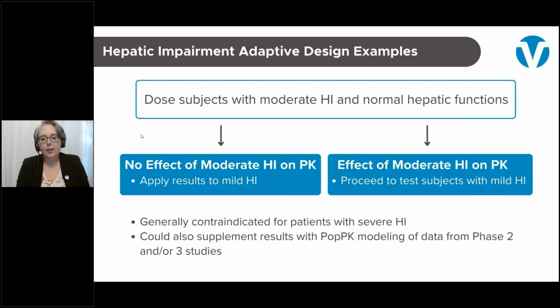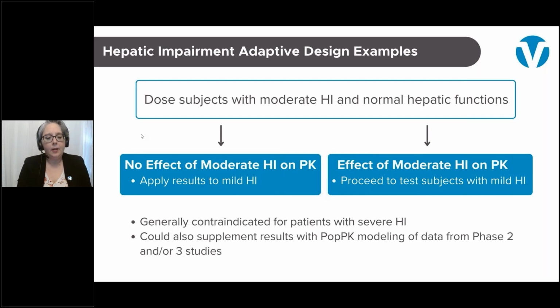The other alternative is to use the reduced design in combination with the phase 2-3 study results. So you could model the results from those phase 2-3 studies if you have sufficient subjects, for example, subjects with mild hepatic impairment, and then that would be in place of having to test those subjects in a phase 1 study.